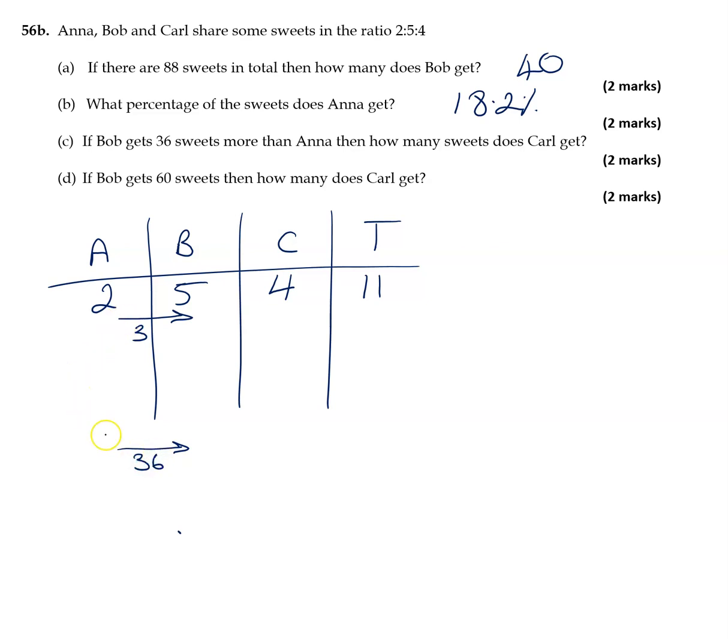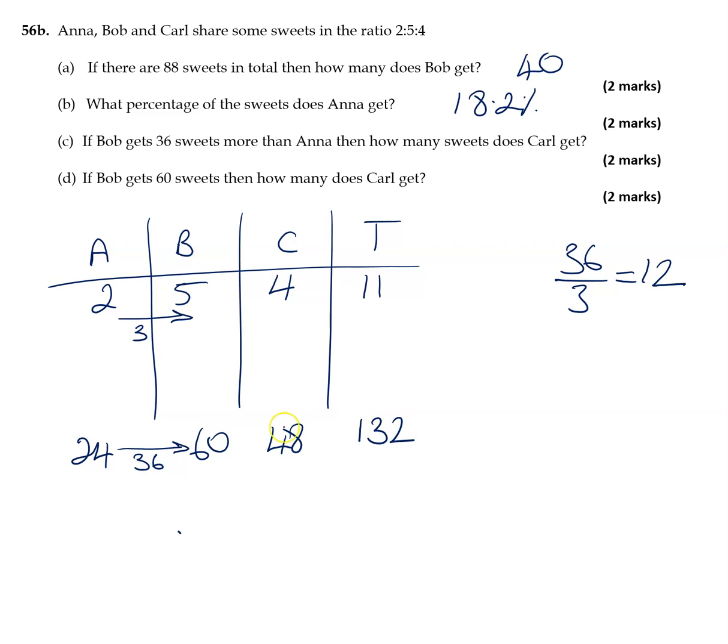So how many times bigger is the gap? It was 3, it's now 36. So 36 over 3 is 12. So if I multiply each of the numbers by 12, I'll get a gap of 36. 12 twos are 24. 12 fives are 60. So I can see I've got the correct gap now. 12 fours are 48. And 12 11s are 132.